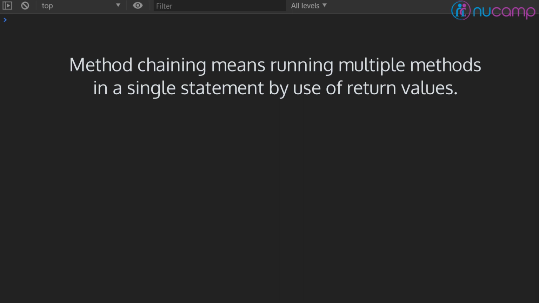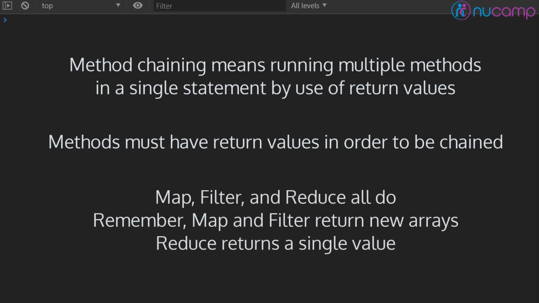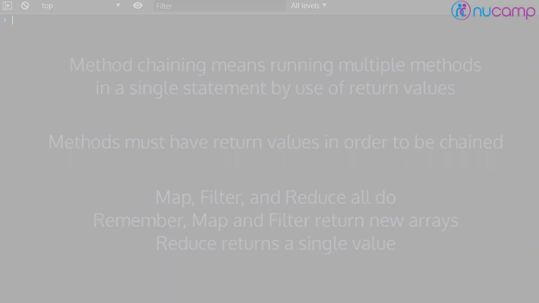Though note, these are not the only array methods that can be chained. Methods must have return values in order to be chained. And map, filter, and reduce all do have return values. Remember, map and filter both return new arrays, and reduce returns a single value.